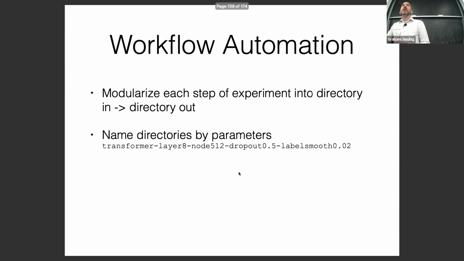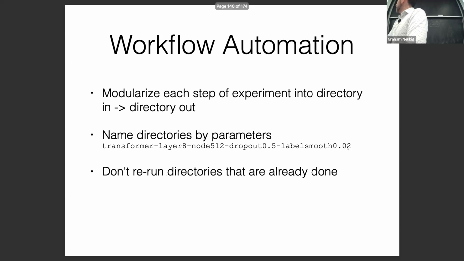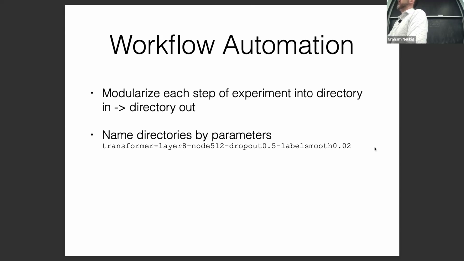So what I often do is name directories by parameters, like transformer layer 8, node 512, dropout 0.5, label smooth 0.02. So I have all the parameters in there. Then the training process will output a whole bunch of checkpoints in here. For my evaluation, I have evaluation metrics and the checkpoint I'm evaluating. So when I do evaluation, I will append checkpoint 6 metric F measure or something like that. And so I keep around all of the previous information and just append.